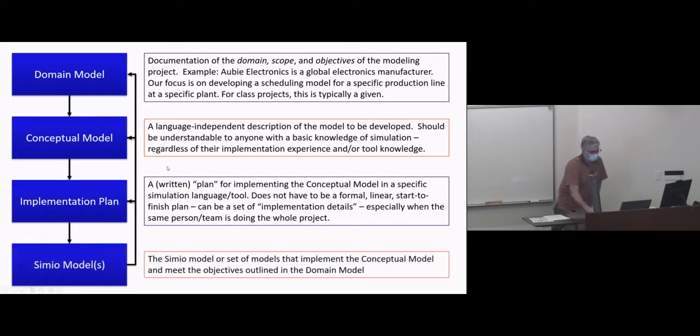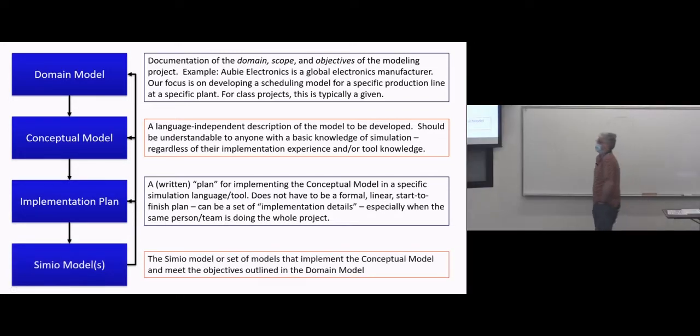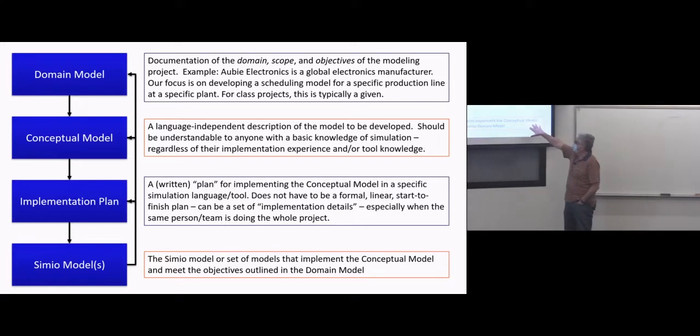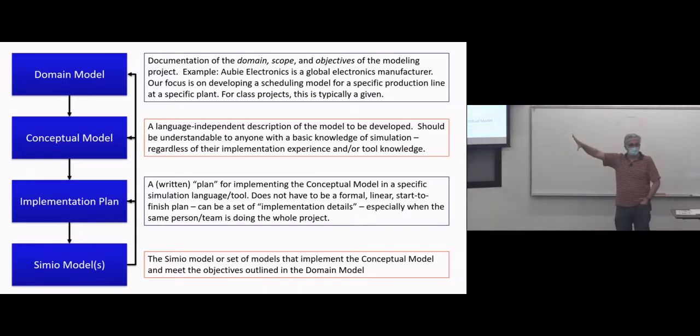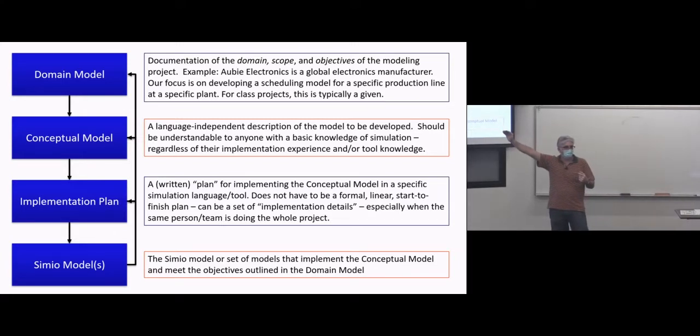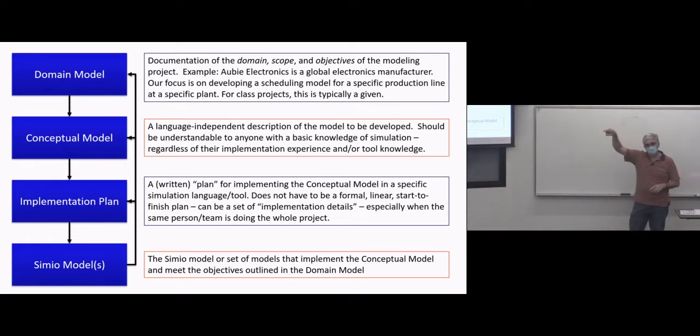And then finally, you have the Simio models, or whatever language you're using. This is the set of models that implement the conceptual model to meet all the objectives in the domain model. So it's a typical modeling methodology that I follow, and how you implement this depends on the team size. A lot of times when I do consulting projects or big projects, it's me working with a junior engineer. The typical way is that I work on the domain model with the stakeholders. Then the junior engineer and I get together and work on the conceptual model and implementation plan together. Then the junior engineer goes and does the Simio model. That's a typical way, and of course there are feedback loops there.